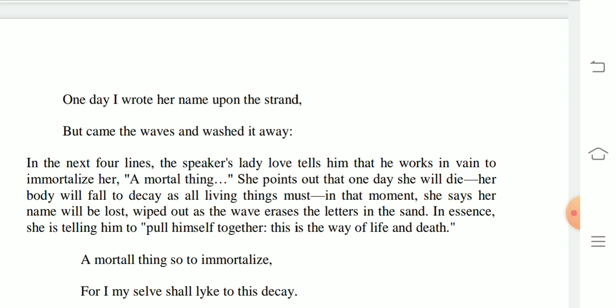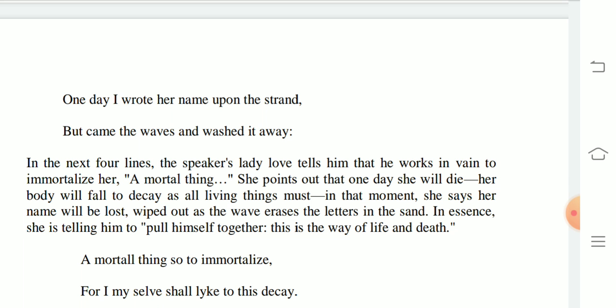She knows that everything is mortal. Mortal means everything on this earth which has taken birth is going to come to an end. She says her name will be lost, wiped out, as her body will fall to decay, as all living things must. In that moment, her name will be lost, wiped out, as the wave erases the letters in the sand. In essence, she is telling him to pull himself together.